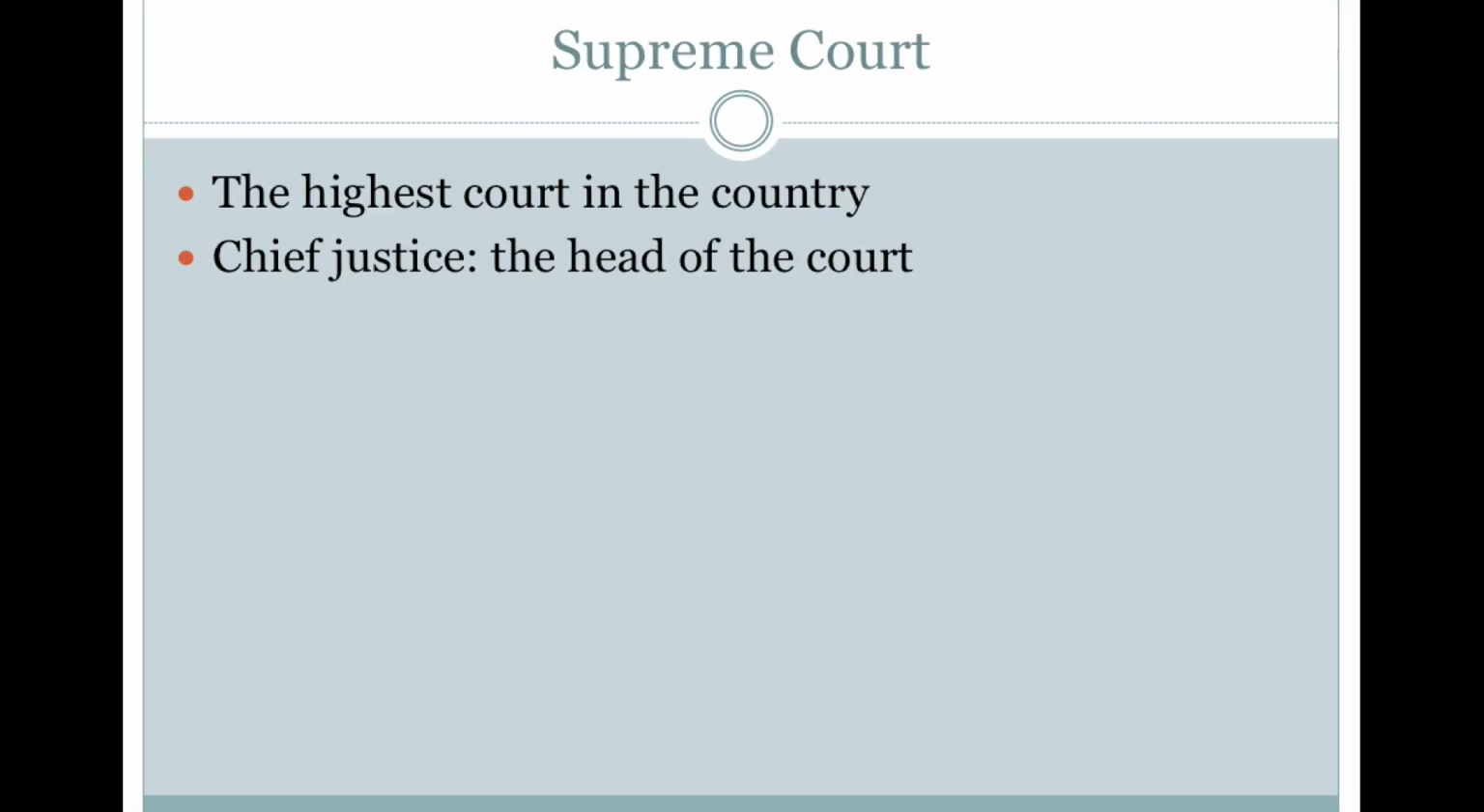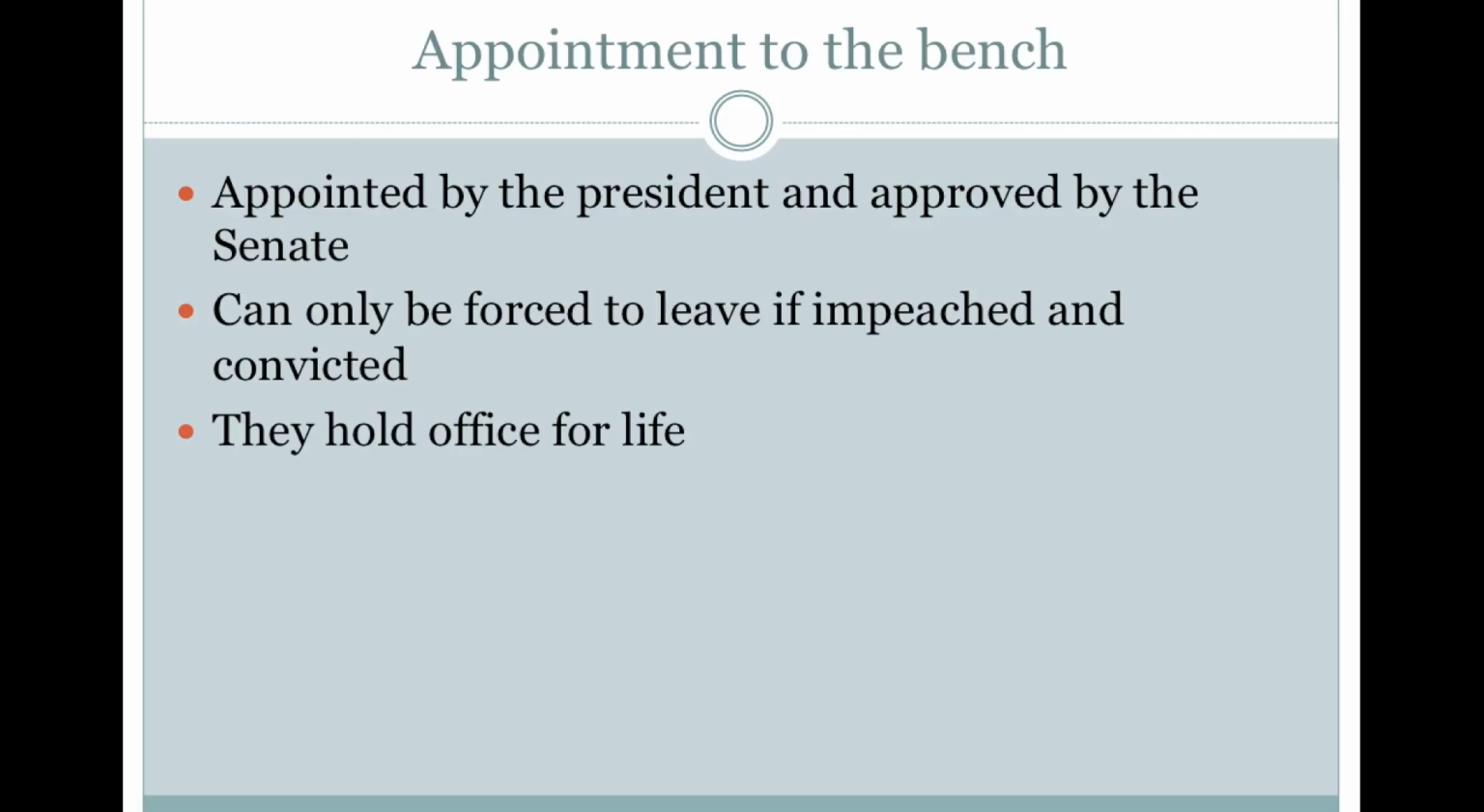The judicial branch. So, the Supreme Court is the highest court in the country, and the Chief Justice is the head of that court. Appointment to the bench consists of being appointed by the President and then approved by the Senate. Justices in the Supreme Court can only be forced to leave if impeached and convicted, and they basically hold office for life. Obviously, they could also quit, but as long as they are alive, they hold office.